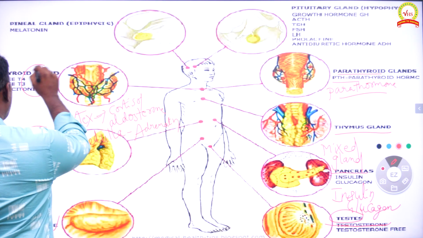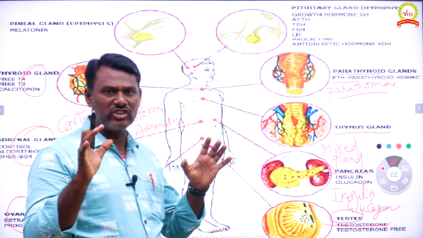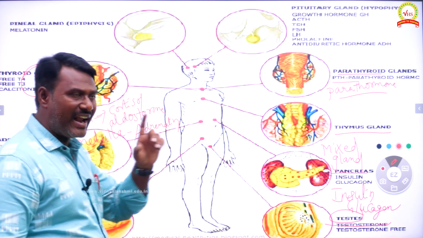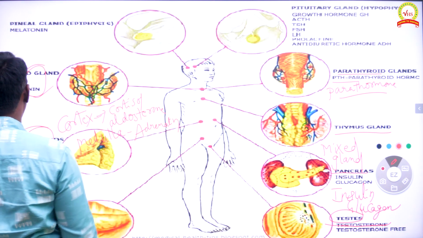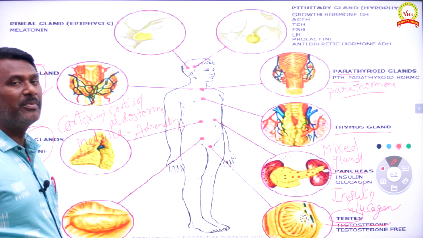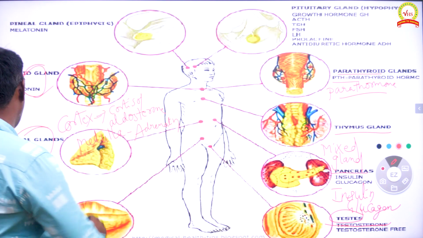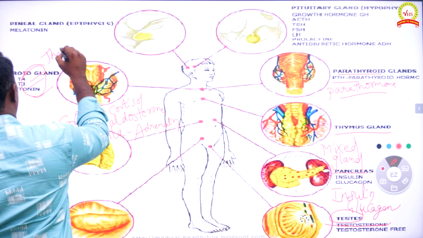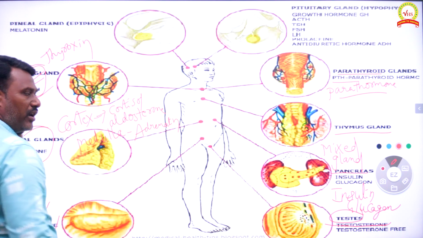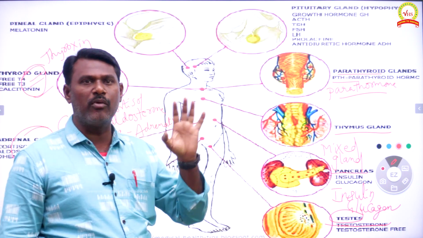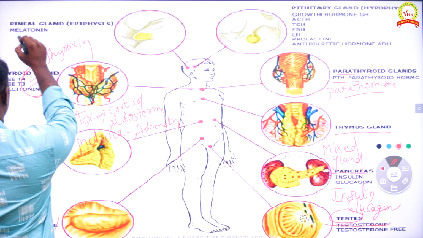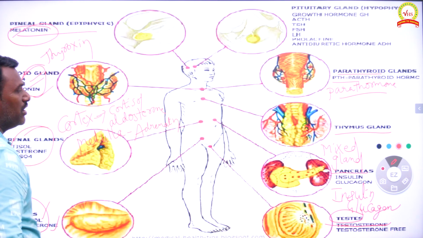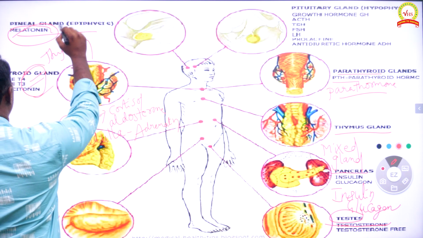Next one is the thyroid gland. This thyroid gland is present near the neck region, just above the parathyroid gland. It is responsible for producing the hormone called calcitonin, which maintains calcium level properly in our body, and it is also useful in production of the hormone called thyroxine. Thyroxine is also useful in carbohydrate metabolism. Next, the last gland is the pineal gland, which is useful for the secretion of the hormone called melatonin.